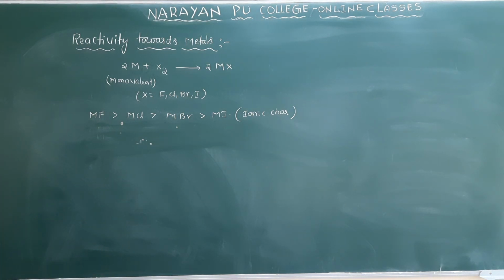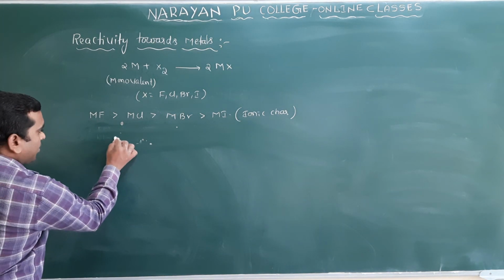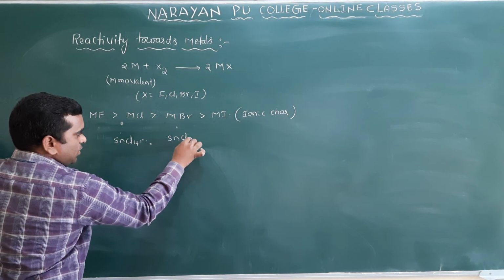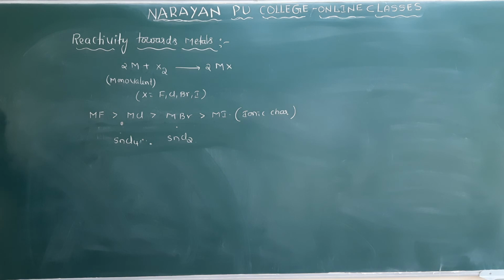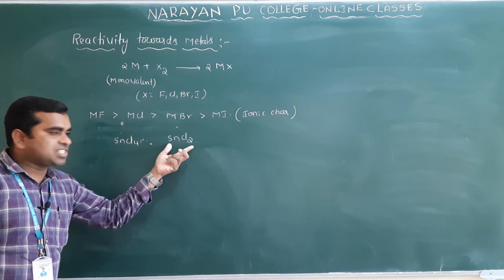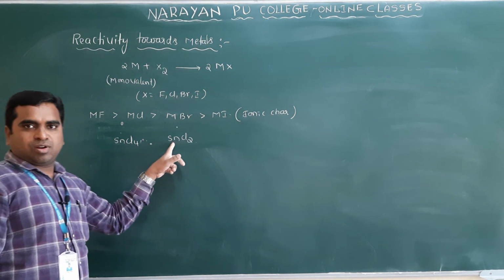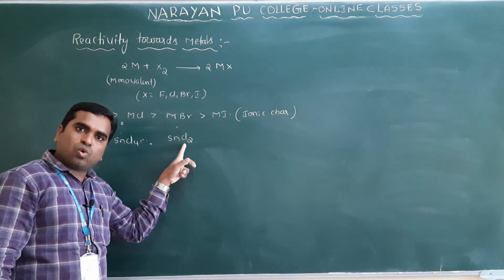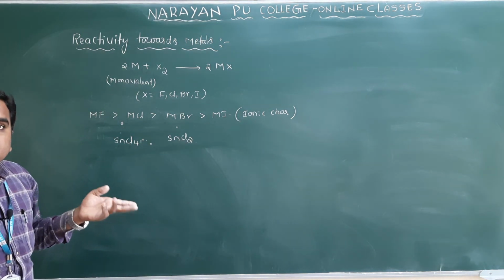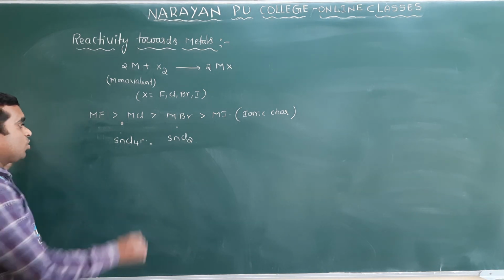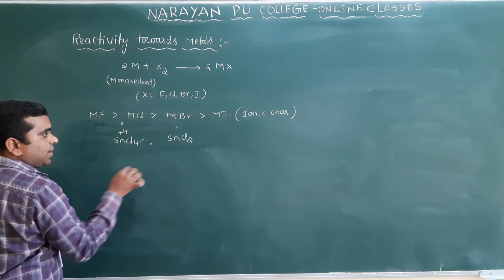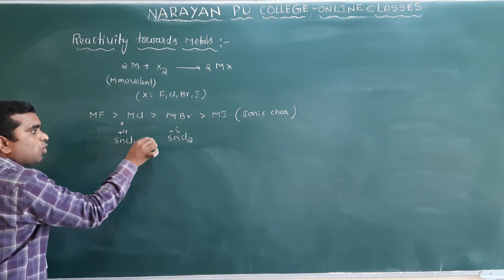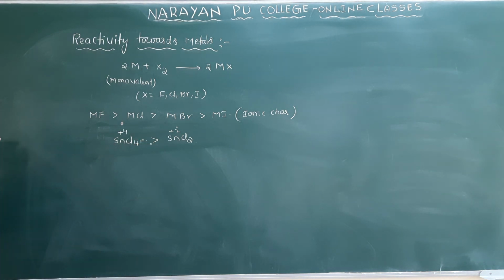I will write one compound, SnCl4, and another one, SnCl2. Which one is more covalent, SnCl4 or SnCl2? The cation is the same here, and the anion is chlorine here also. So then what you have to see is the charge. Here it is +4 oxidation state, here it is +2. So SnCl4 is more covalent compared to SnCl2.